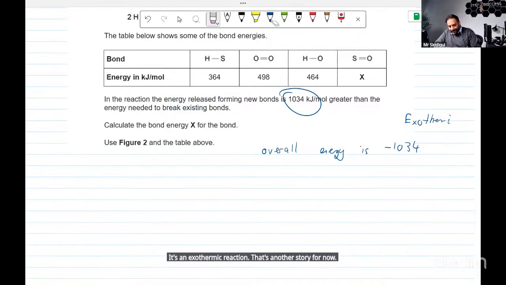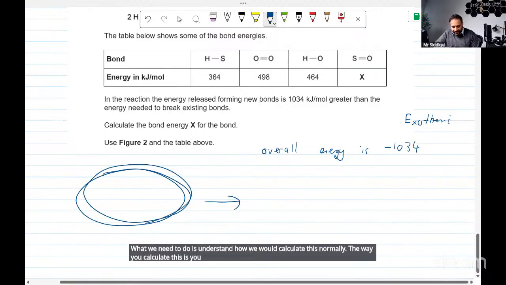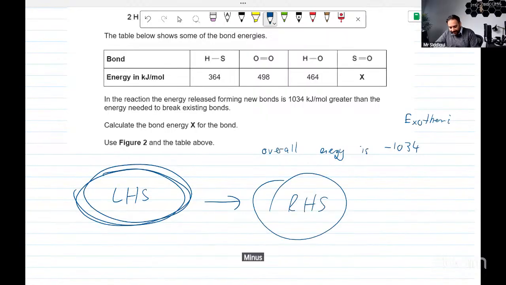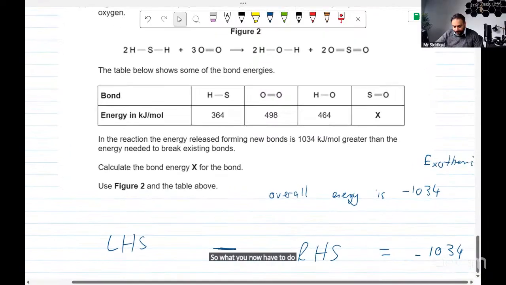What we need to do is understand how we would calculate this normally. The way you calculate this is you work out how much energy is taken in on the left-hand side minus how much energy is released on the right-hand side. So you do the left-hand side energy minus the right-hand side energy, and you will get, according to the sentence in the question, minus 1034.